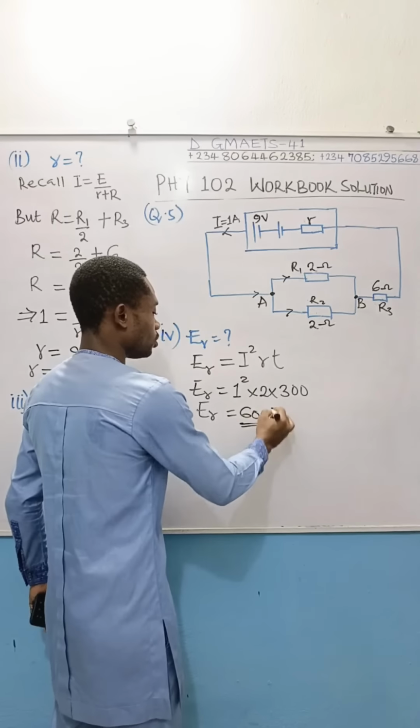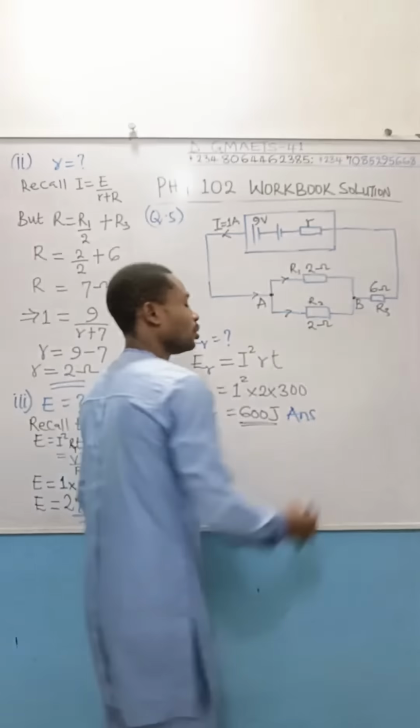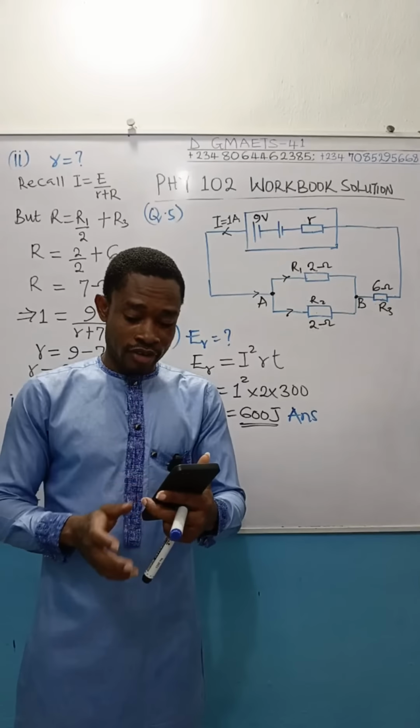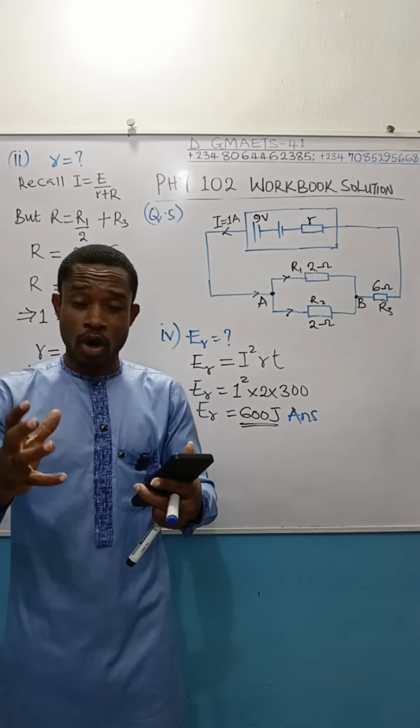If you multiply this is going to give us 600, right? 600 joule. So we have calculated the energy dissipated in the internal resistance. We are moving on, guys. And I hope you are grasping the point.